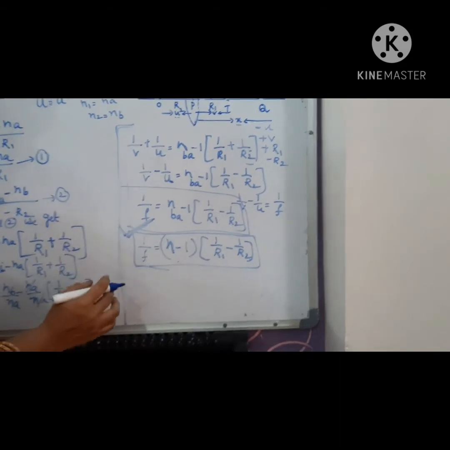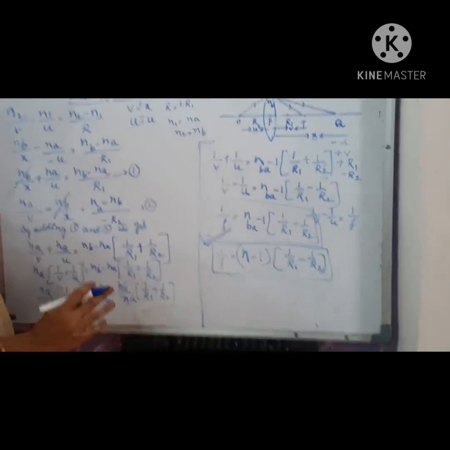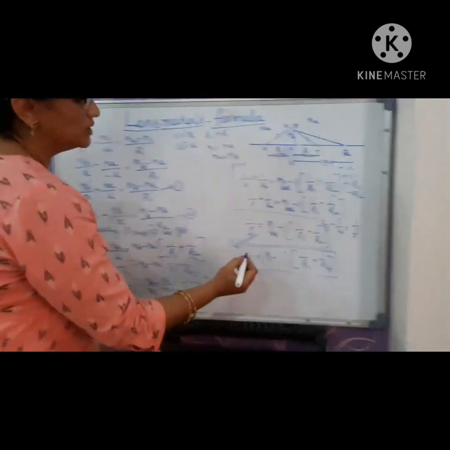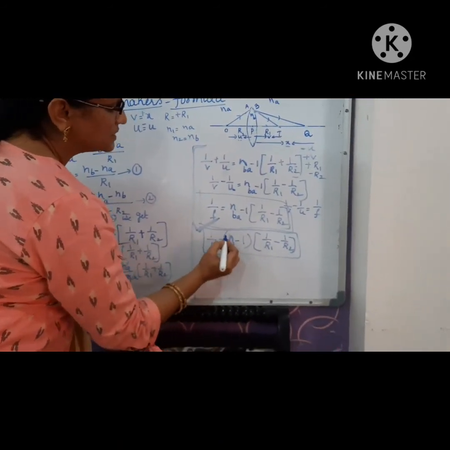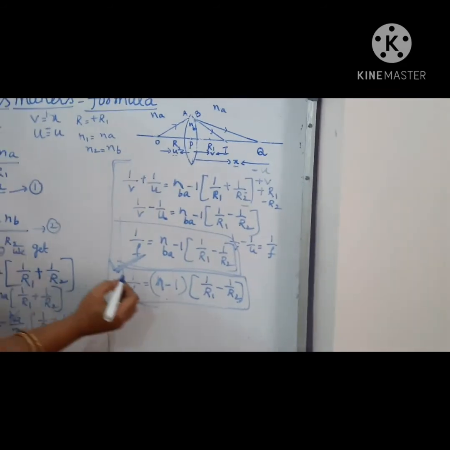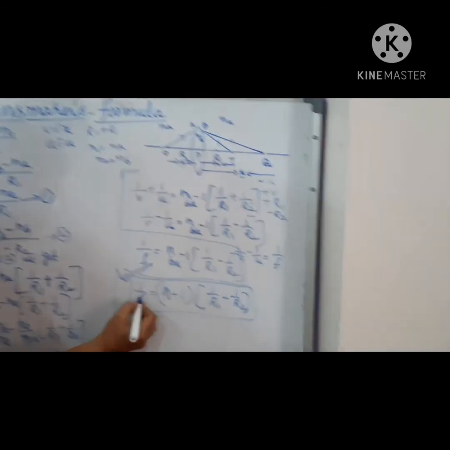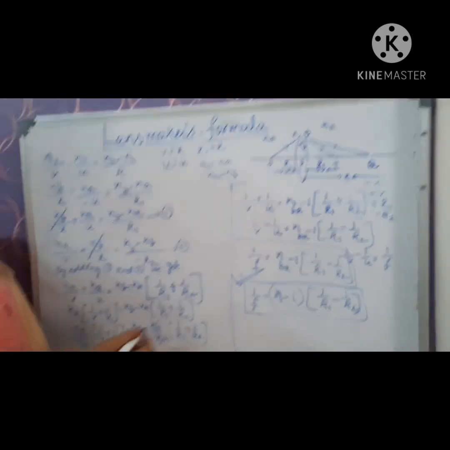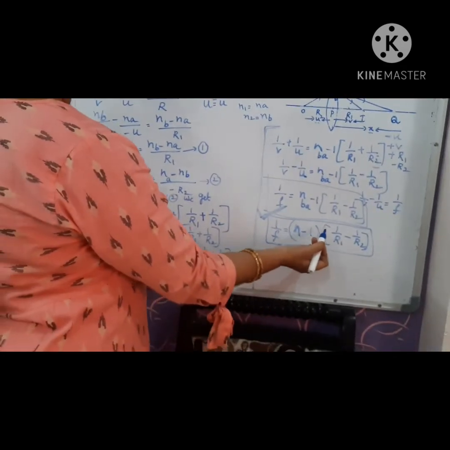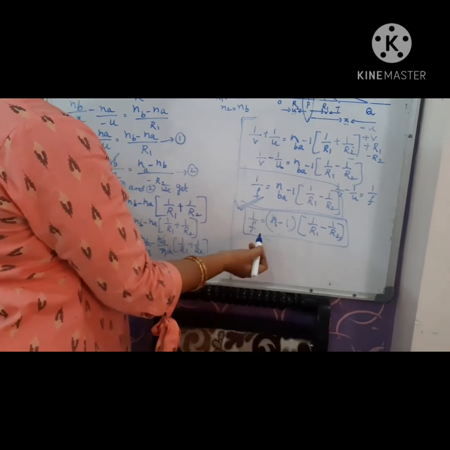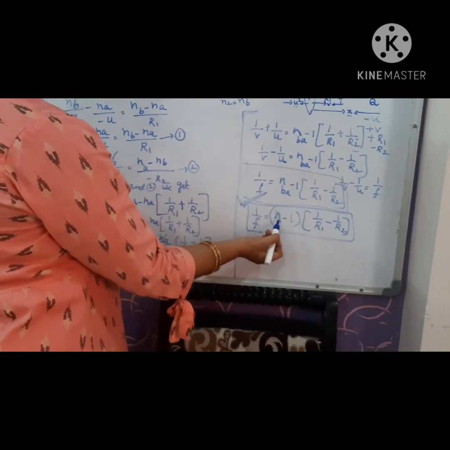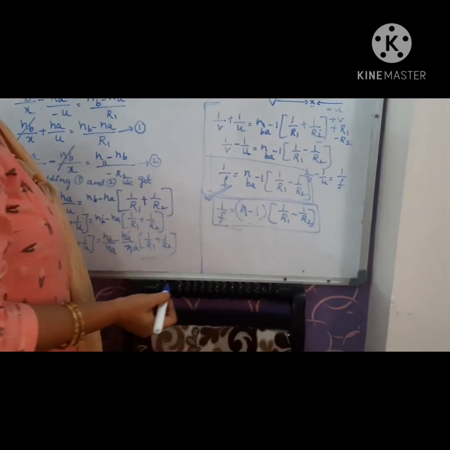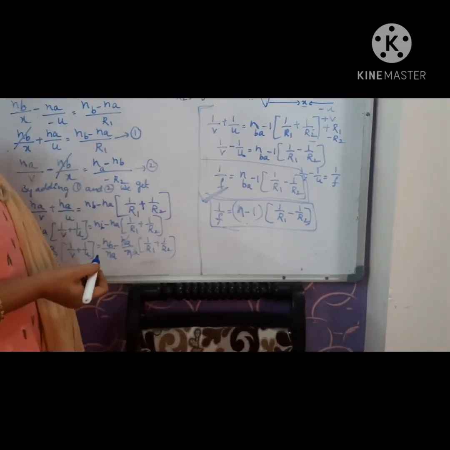And children, remember, this formula is applicable only when the lens is kept in air, because the refractive index of the medium is 1, and when the lens is kept in air, then we can apply this lens maker's formula to any lens. So here 1 by f is equal to n minus 1 into 1 by R1 minus 1 by R2. Here f is the focal length of the lens, n is the refractive index of the lens, R1 and R2 are the two radii of the convex lens.